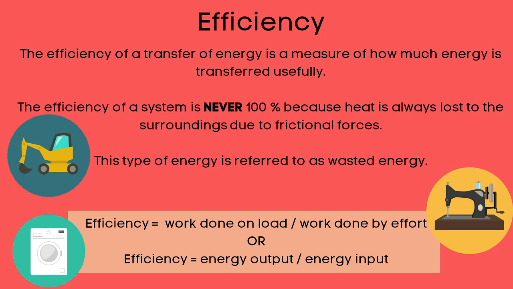Efficiency. The efficiency of a transfer of energy is a measure of how much energy is transferred usefully. The efficiency of a system is never 100% because heat is always lost to the surroundings due to frictional forces. This type of energy is referred to as wasted energy. Efficiency is equal to work done on load divided by work done by effort, or energy output divided by energy input. Please note you would multiply each equation by 100 to determine the percentage.